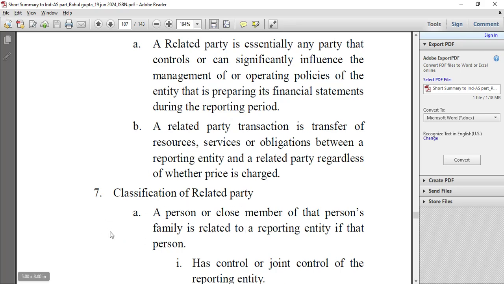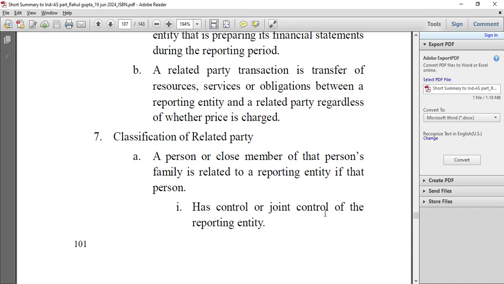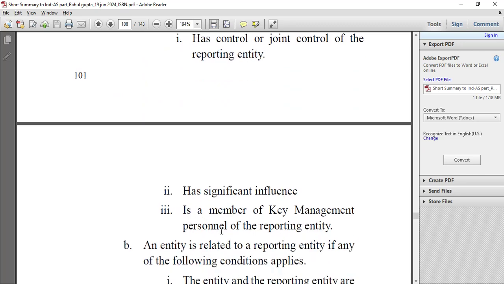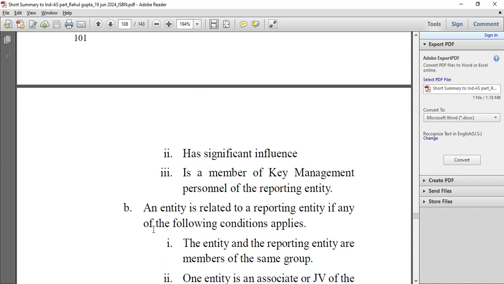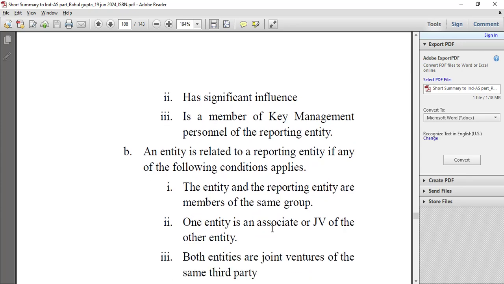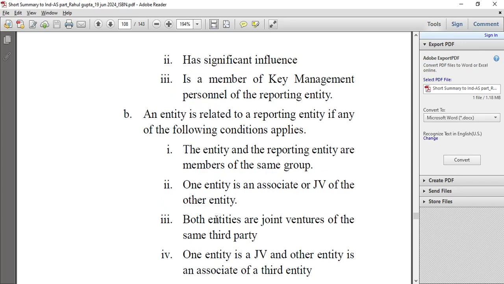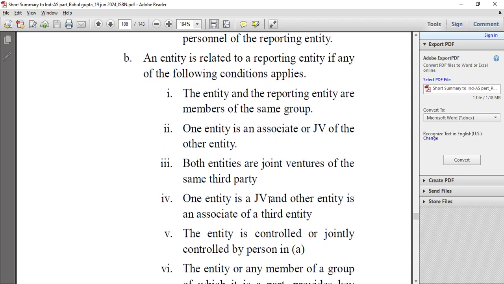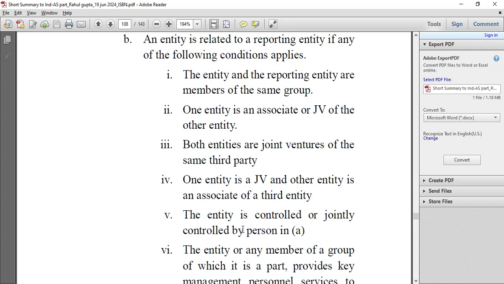Classification of a related party: a person or a close member of that person's family is related to a reporting entity if that person has control or joint control of the reporting entity, has significant influence, or is a member of key management personnel of the reporting entity. An entity is related to a reporting entity if any of the following conditions applies. The entity and the reporting entity are members of the same group. One entity is an associate or JV of the other entity. Both entities are joint ventures of the same third party. One entity is a JV and the other entity is an associate of the third party. The entity is controlled or jointly controlled by a person in (a).